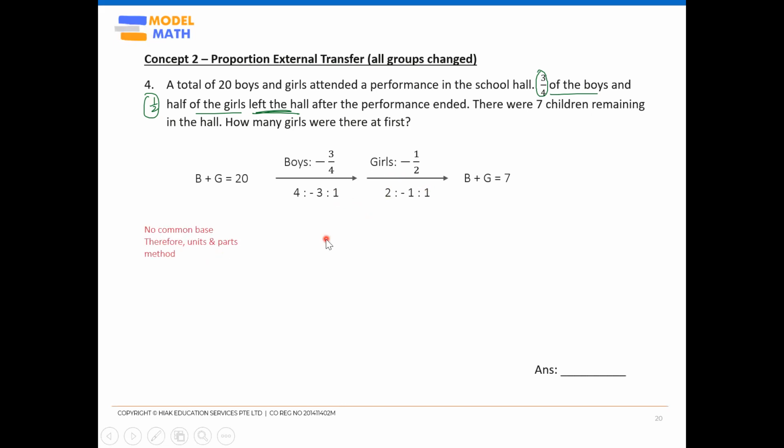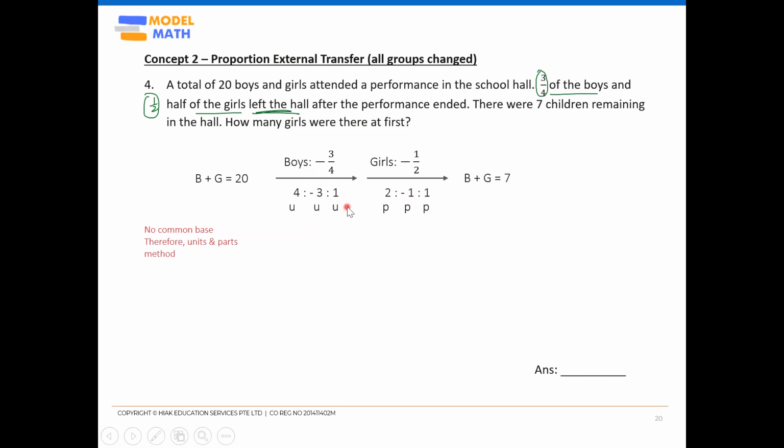You got to use your units and parts method, whereby you assign your U, P for each set of people. Two separate families now. Whatever one unit value applies to the boys ratio should not be the same as the one unit value for the girls ratio. Let's say here one unit is 10 boys. It does not necessarily mean that one part will be 10 girls as well. One part could be something else, like 11 girls, 12 girls, anything else. That's the reason why we assign U and P, because there is no common base to unite these two ratios together.